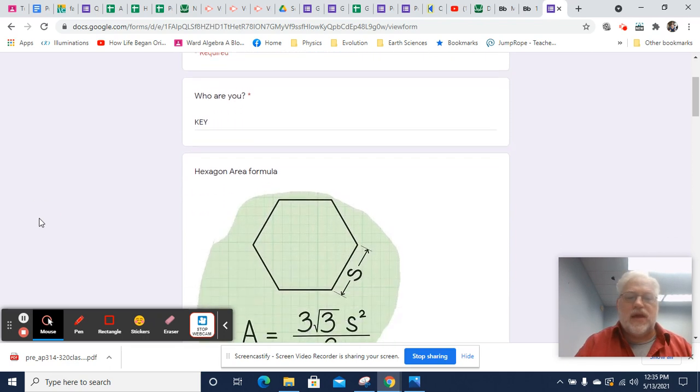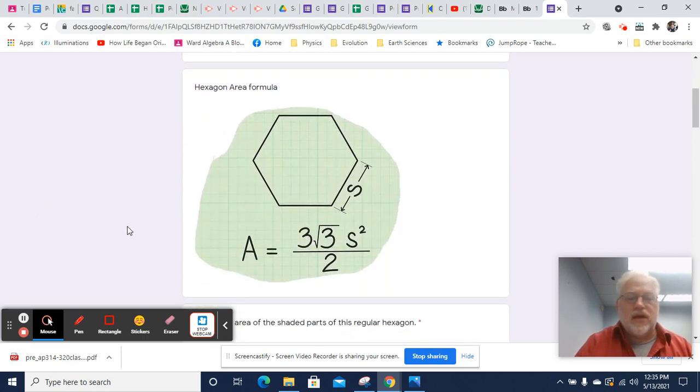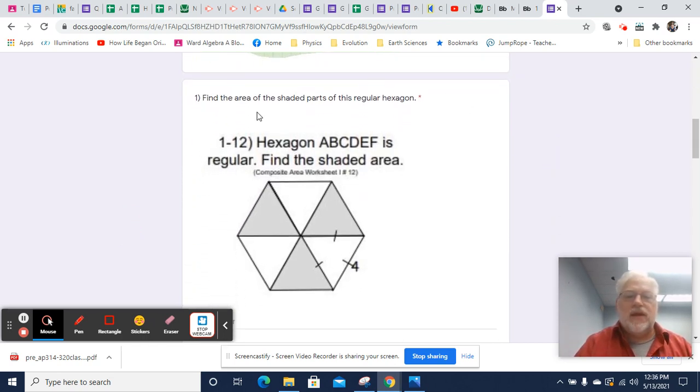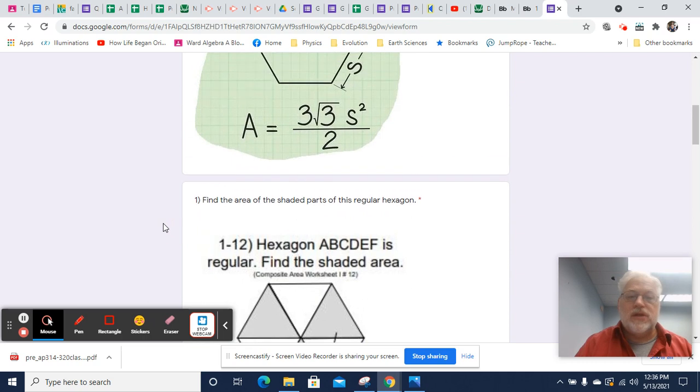And in the beginning of this, I am giving you the hexagon area formula. And you need to figure out the area of the shaded parts of this regular hexagon. So the nice thing about the shaded areas is they are half of this hexagon. So you just need to figure out the area of the hexagon using the side length, which in this formula is S. So we're going to use the formula 3 root 3 over 2 times side squared.